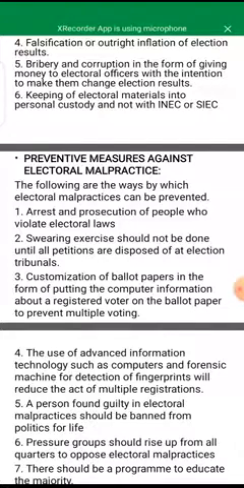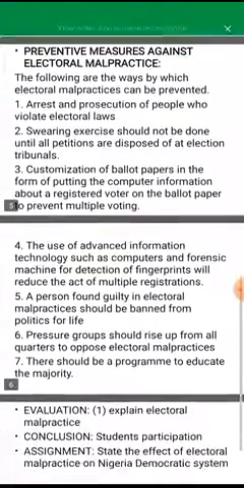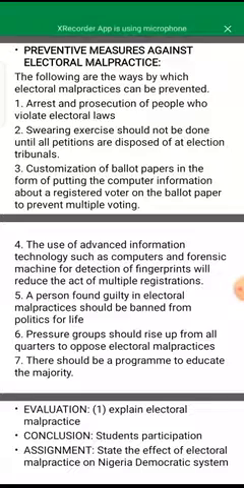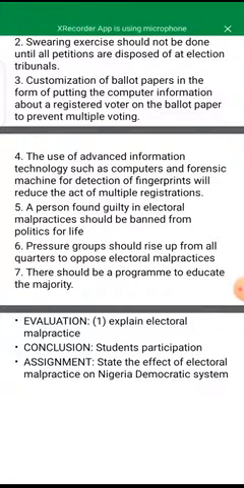Swearing-in exercise should not be done until all petitions are disposed of at election tribunals. Also, customization of ballot papers, in the form of putting the computer information about a registered voter on the ballot paper, to prevent multiple voting. Also, a person found guilty of electoral malpractice should be banned from politics. Pressure groups too have their role to play by rising up from all quarters to oppose electoral malpractices and so on. Is that taken? Any question?